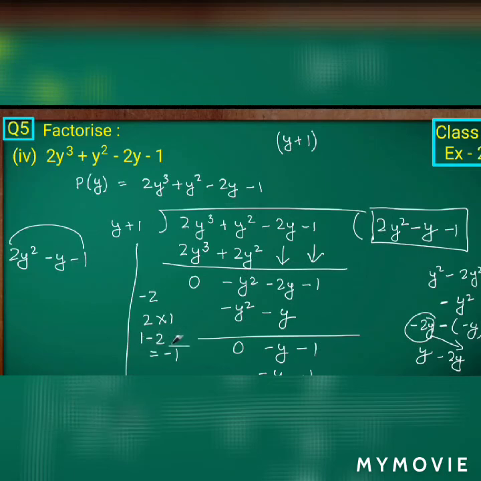1 minus 2 is minus 1. How can we split here? 2y square minus 2y plus y minus 1. So what can I take common here? Taking y common, what will remain? 2y plus 1, isn't it?